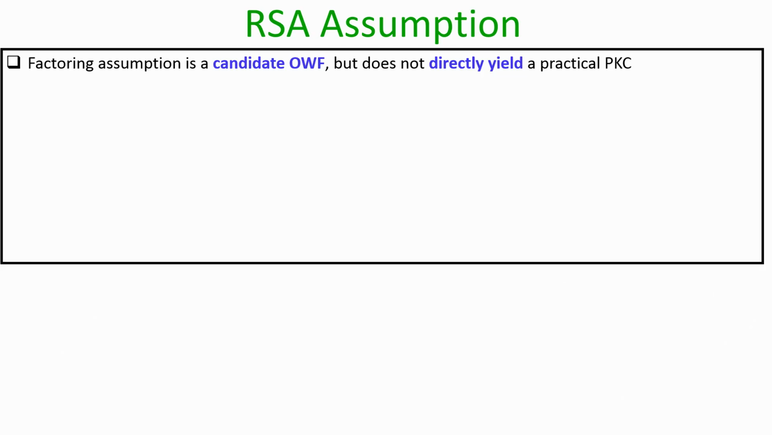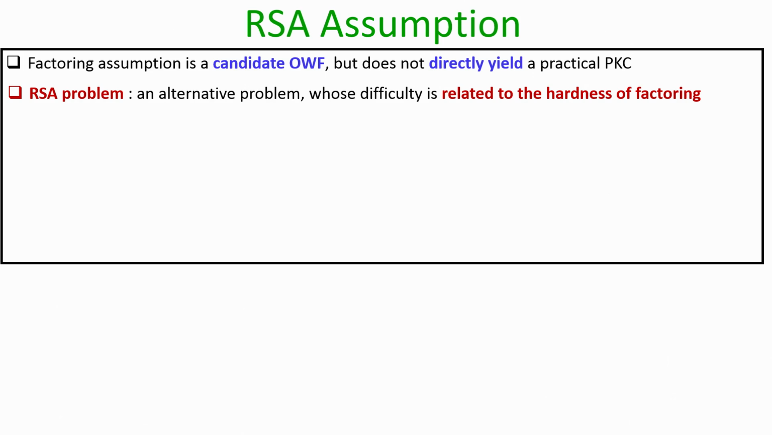Now, finally, let us see the RSA assumption here. It turns out that the factoring assumption, even though it looks like a candidate one-way function, that means if I give you the product of two arbitrary large prime numbers and challenge you to come up with the factorization, then that looks like a candidate one-way function, but just based on this candidate one-way function we cannot directly get a practical public key cryptosystem. So, to get around that we introduce a related problem which we call the RSA problem, whose difficulty is related to the hardness of the factoring problem.